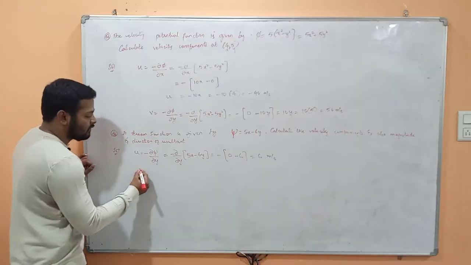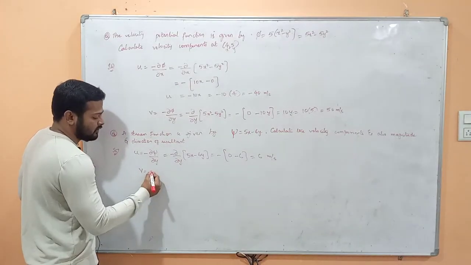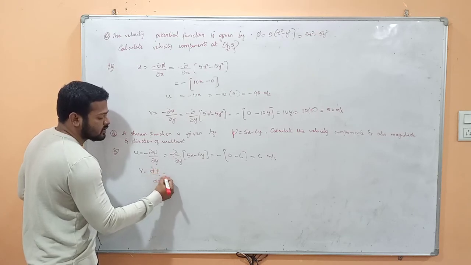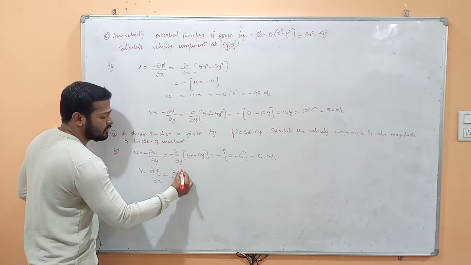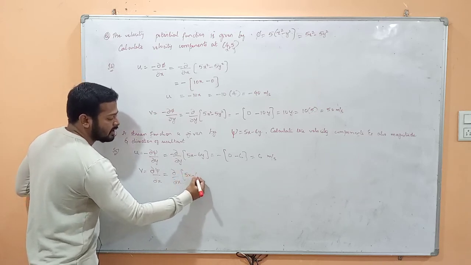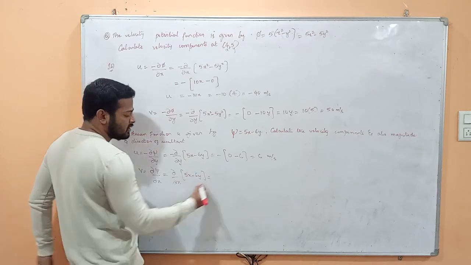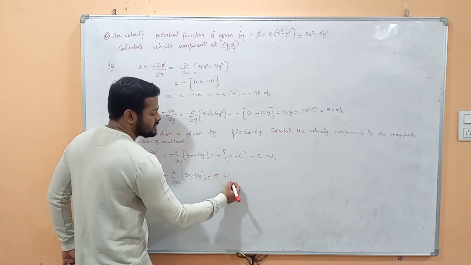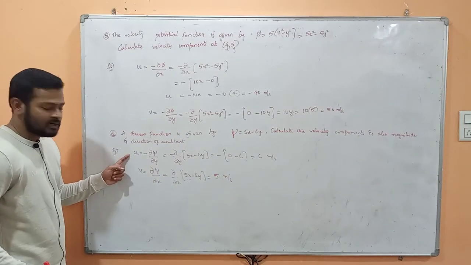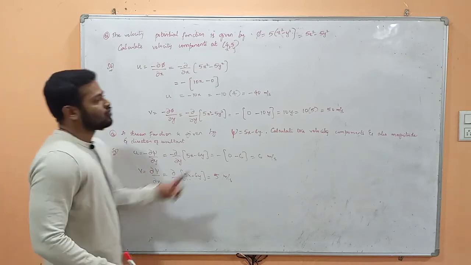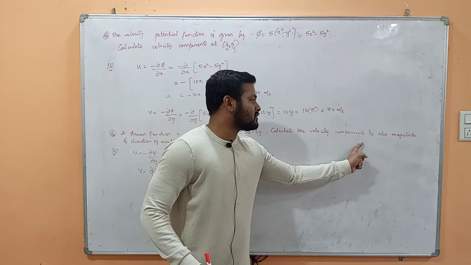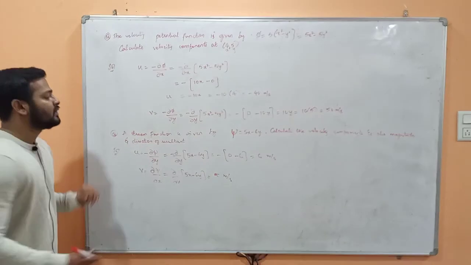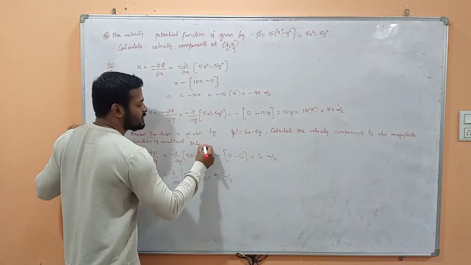Similarly, you have to find out velocity in the y direction. So what is the formula of v? v is equal to ∂psi/∂x. So ∂/∂x of psi, 5x minus 6y. Partially differentiating with respect to x, you will get 5 into 1, 5. So 5 meters per second. So this is velocity in x direction, this is velocity in y direction. So we have calculated velocity components, but the question is also asking you to find out the magnitude and direction of the resultant velocity.